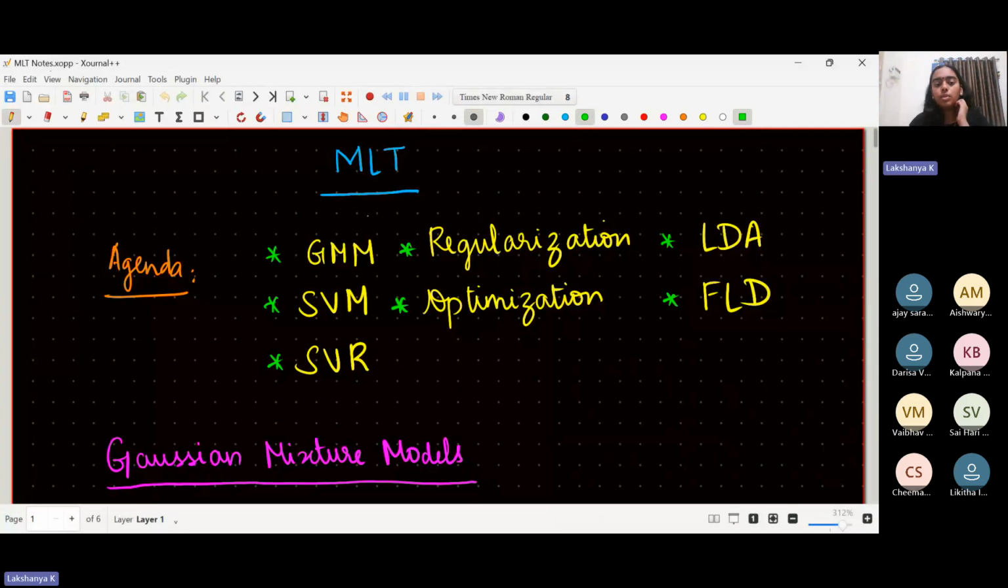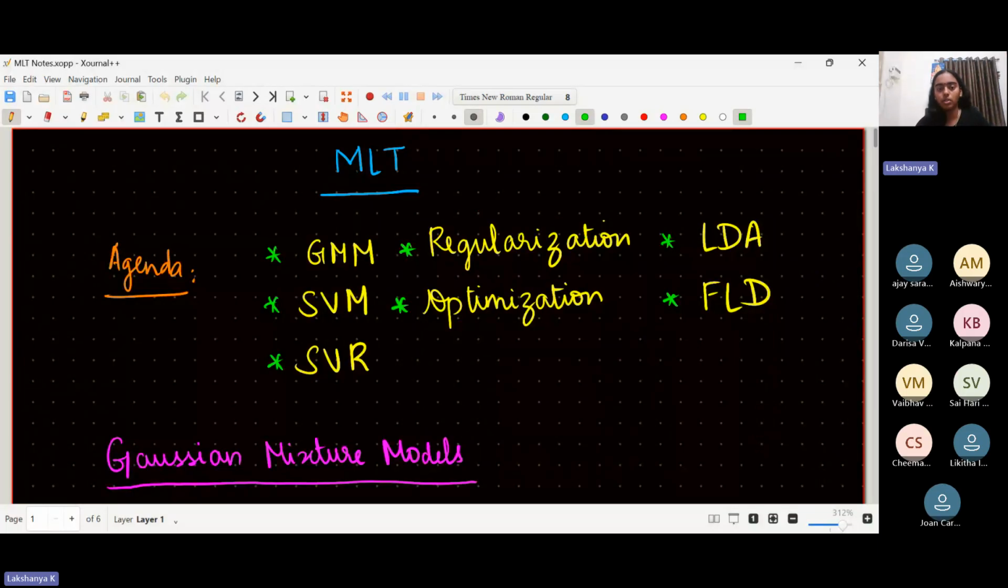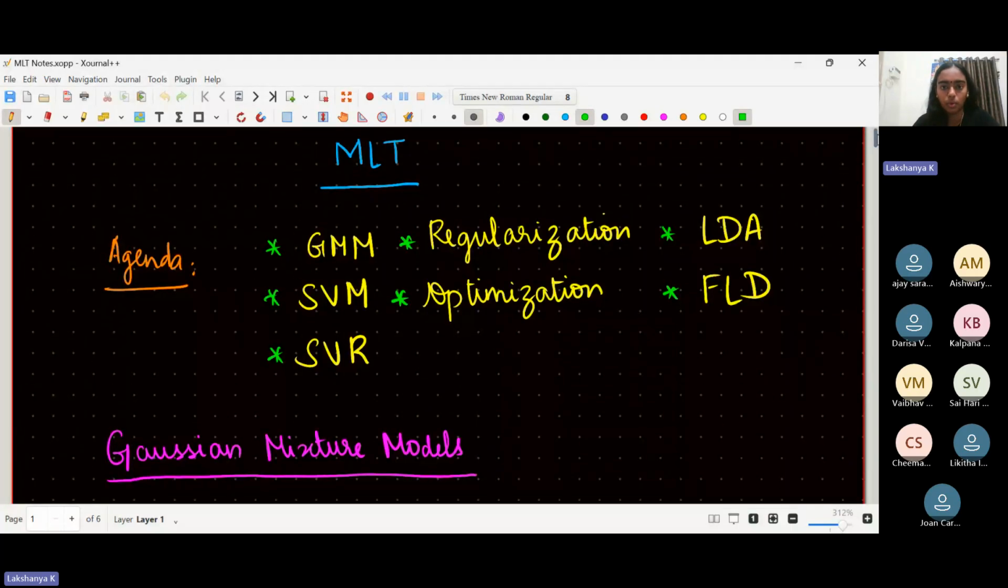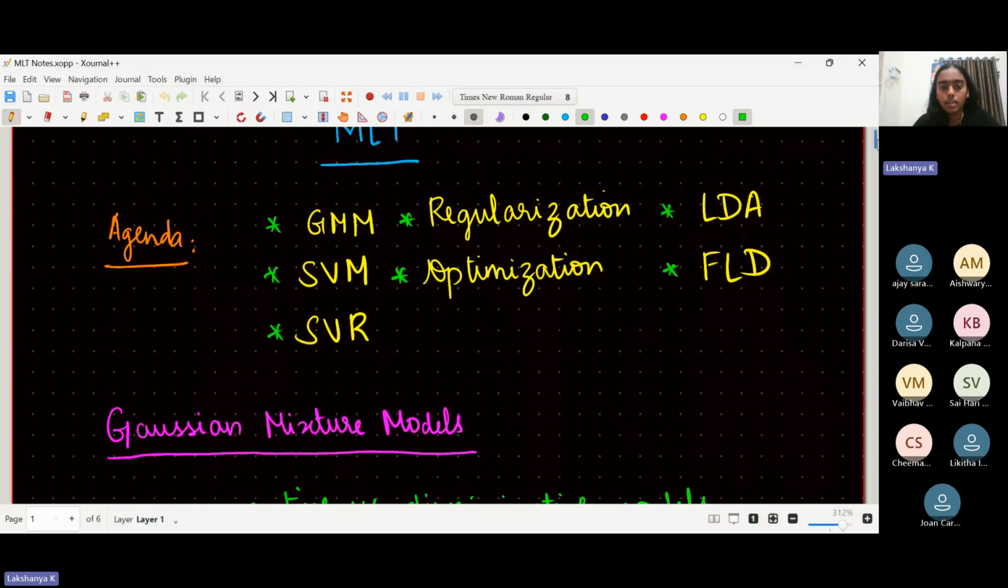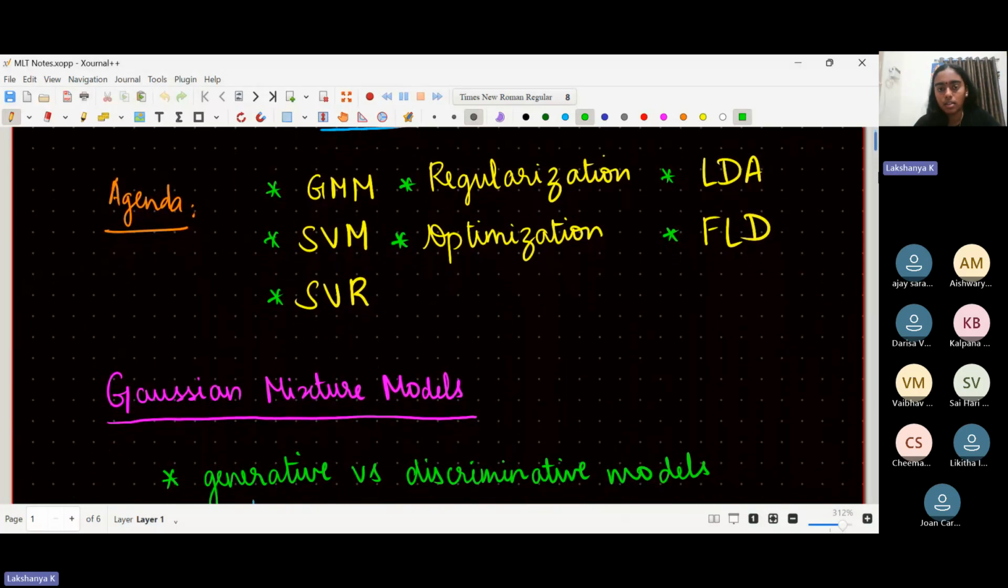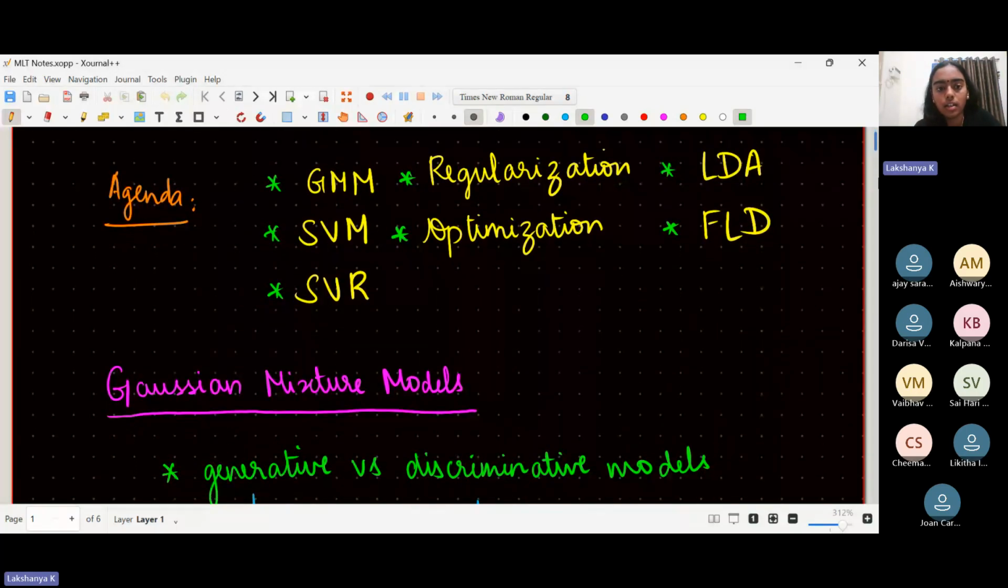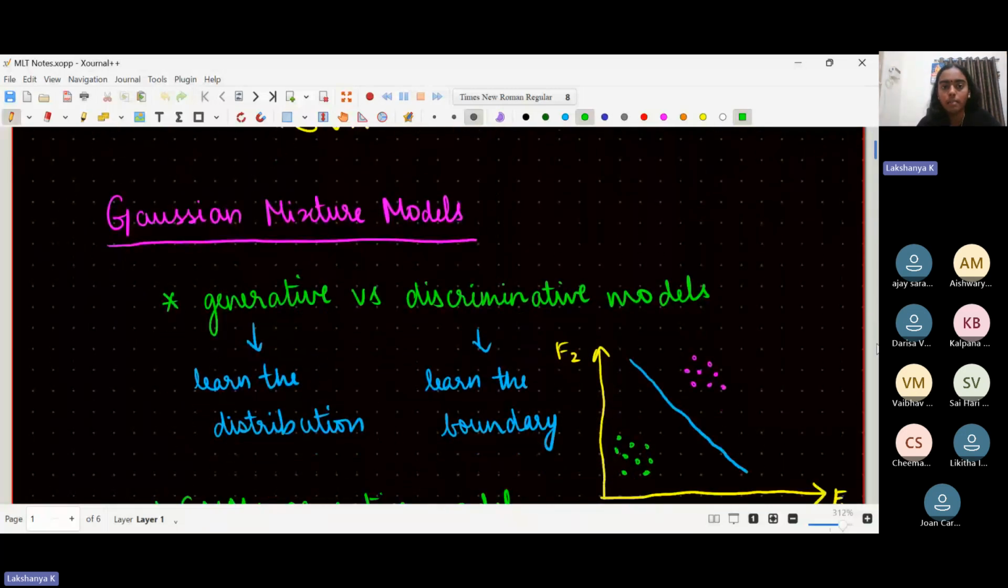Okay, so these are the topics I have been asked to teach by you people. I'll try my best to cover all of this today, hopefully in a couple of hours. If not, I'll finish as much as I can today, and the rest I'll take another session tomorrow. The topics are GMM, SVM, SVR, regularization and optimization, LDA and FLT. So we'll start with GMM.